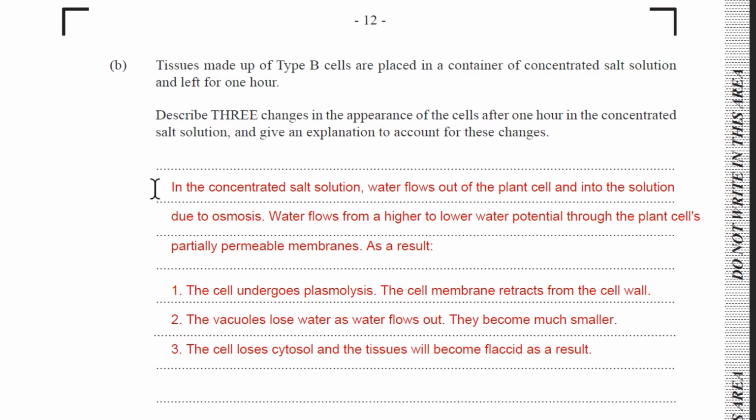Well, in the concentrated salt solution, water would flow out of the plant cell and into the solution, from a higher to a lower water potential due to osmosis. Right? So water flows from a higher to a lower water potential through the plant cell's partially permeable membrane. As a result, the three changes: the cell is going to undergo plasmolysis. That means it's going to shrink, it's going to shrivel a little bit. The cell membrane is going to retract from the cell wall. The vacuoles are going to lose water and become smaller as water flows out of them. And the cell is going to lose cytoplasm or cytosol, and the tissues will become flaccid as a result. So you could say that the cytoplasm is going to shrink as a result.